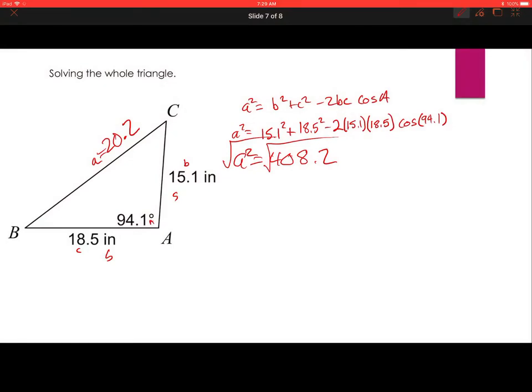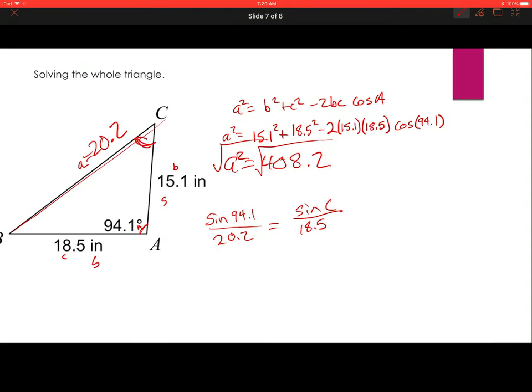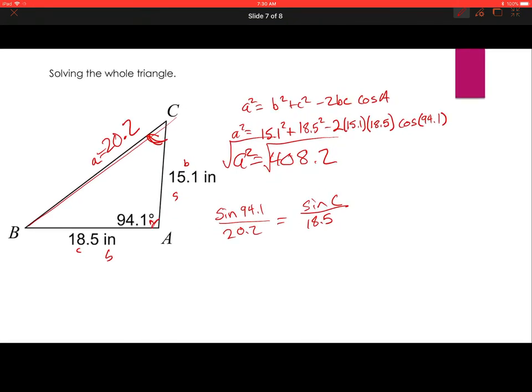Now, I'm not going to finish solving the rest of this, but if I were to finish solving the rest of it, I can now just use the law of sines. Since I know angle A is 94.1 and side a is 20.2, I could set up the sine of 94.1 over 20.2 is equal to sine of, let's say, C over 18.5. And I'd cross multiply, take the inverse sine, and I'd have it. So that's how I could finish solving for angle C. Then I really just need to subtract from 180 to find angle B.